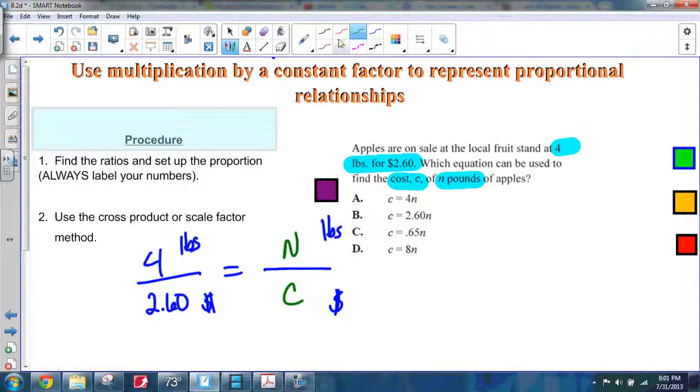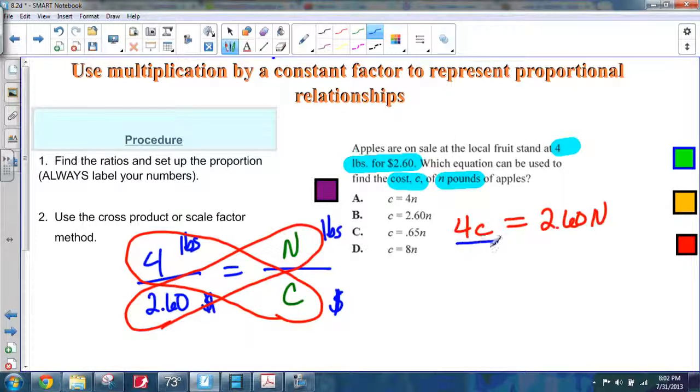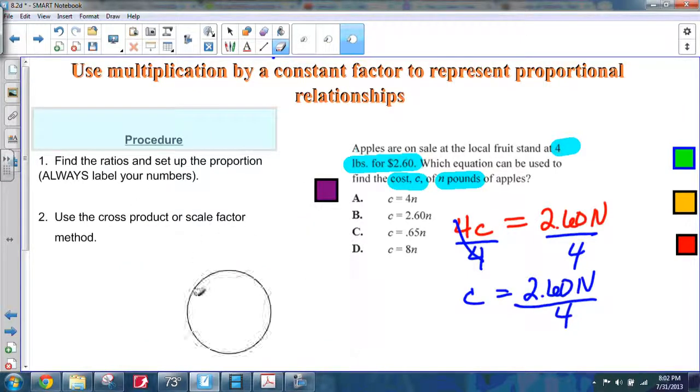So let's use our cross product to find our equation. We're going to multiply 4 times C, which gives us 4C, and that will be equal to 2.60 times N. So that's 2.60N. So we need to solve for C. If we're multiplying C by 4, we need to do the opposite and divide by 4 on both sides. So we get C equals 2.60N divided by 4. So let's do that division.